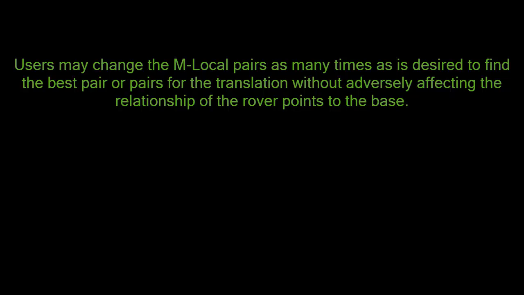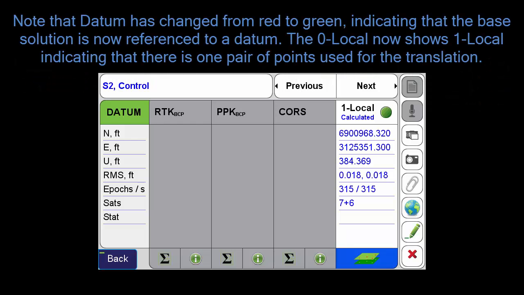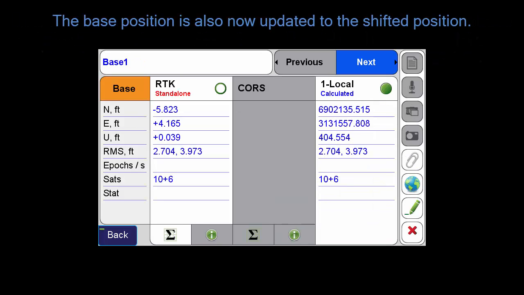Note that after doing our mlocal, the datum is changed from red to green, indicating that it is now the current base solution type. And notice that 0 local now shows 1 local. And that's because we have one pair of points that are being used to create our translation. The base position, as you can see, is now also updated to the shifted position.